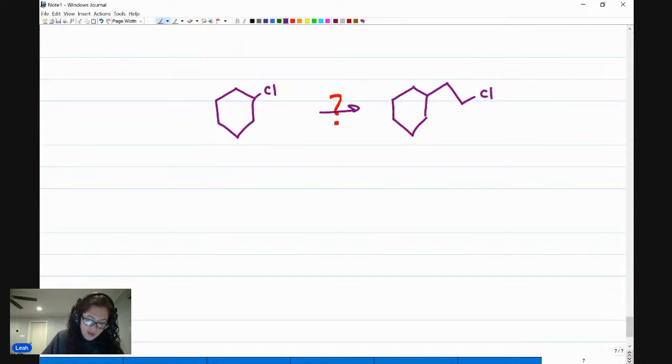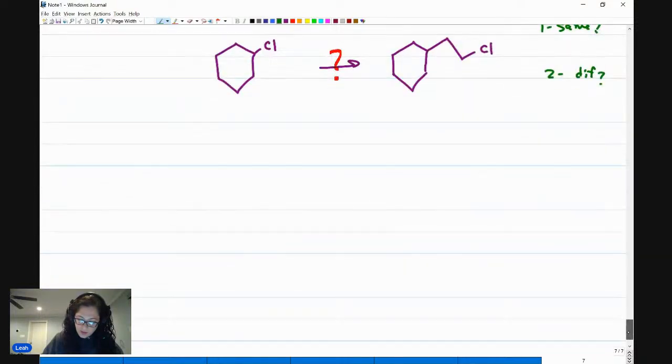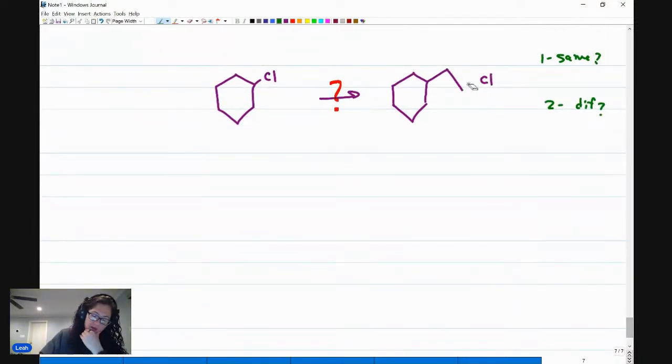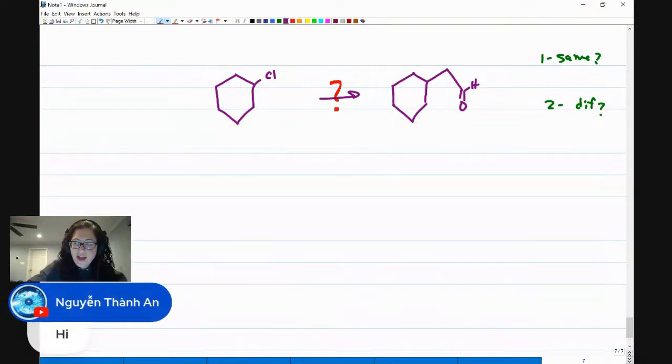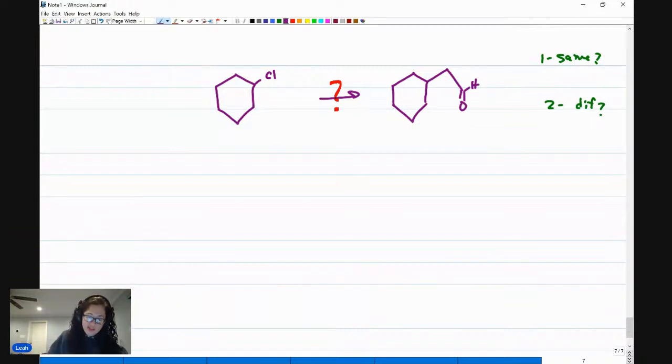Where do I start? Well, first thing I'm going to do is ask myself the two questions. Question number one, what is the same? Question number two, what is different? Wait, did we already do a problem like this? I feel like we did. Is this similar enough, or should we make it harder? Let's change this up. Let's keep the chlorine and make this an aldehyde. There we go. Now it's a different problem. I see hard and easy, so let's see if we can figure out which one this is.